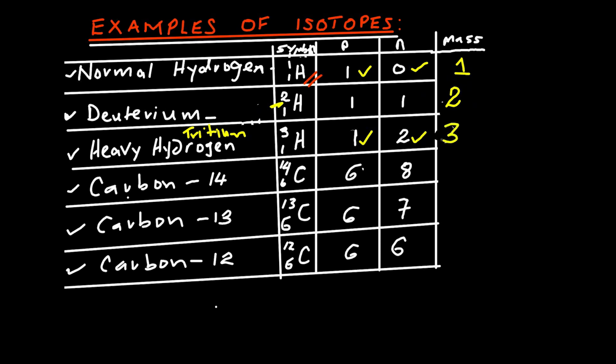giving us 3. Other isotopic elements include carbon: carbon 14, carbon 13, and carbon 12, with respective masses as 14, 13, and 12. The number of protons are the same for all of them, but the number of neutrons differ.